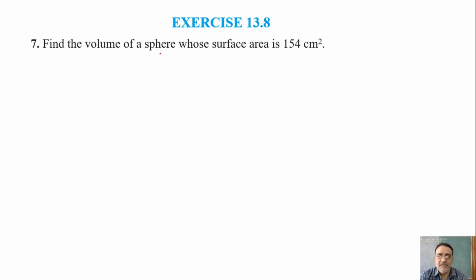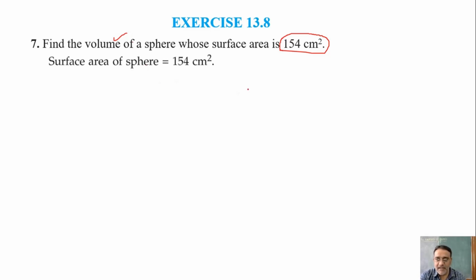Find the volume of sphere whose surface area is 154 centimeter square. So for volume we need the radius. So we will find the radius with the help of surface area. What is the formula for surface area? 4 pi r square. Right, very good. We'll equate 4 pi r square with 154. So let the radius of the sphere be r. Therefore 4 pi r square is equal to 154.